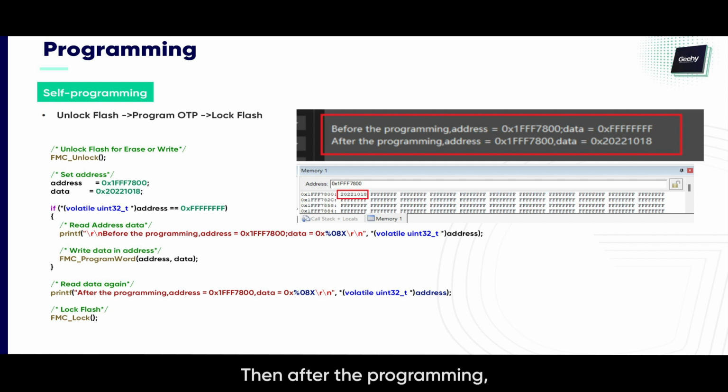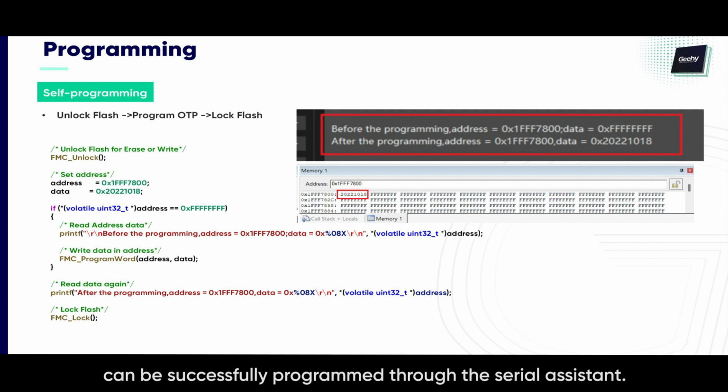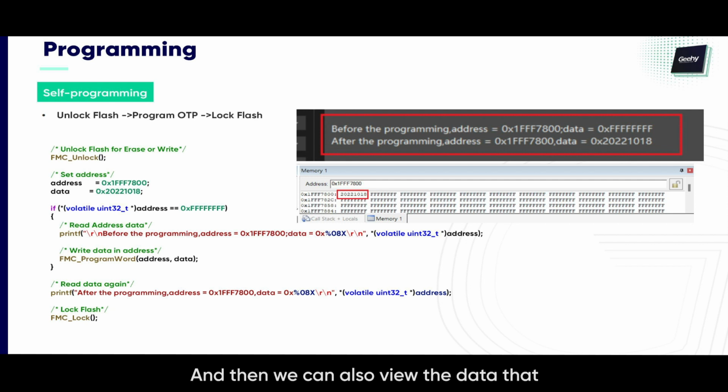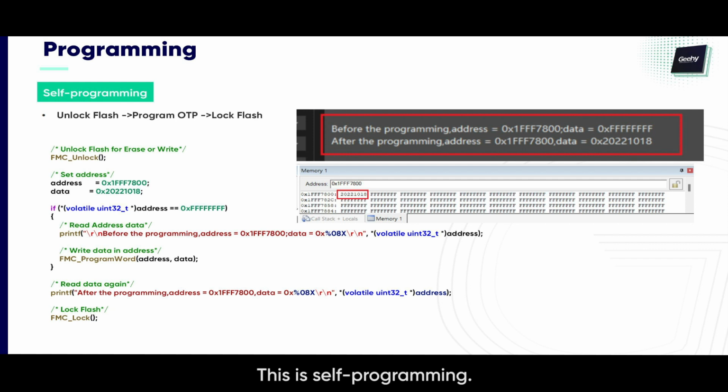Then after the programming, we will read out the data and we can see that a piece of code can be successfully programmed through the serial assistant. And then we can also view the data that we programmed into it in the context of our Keil simulation. This is self-programming.